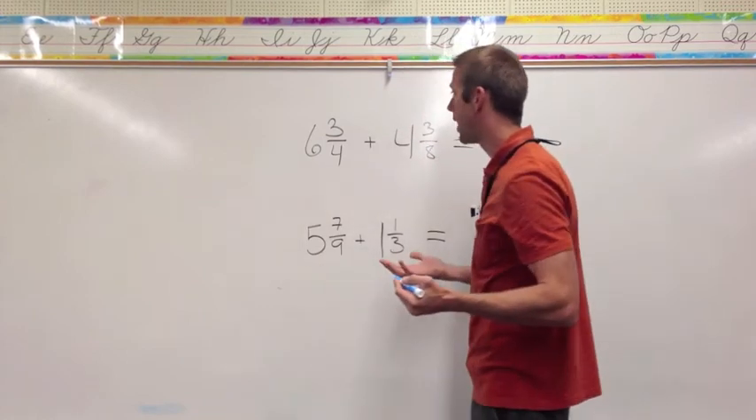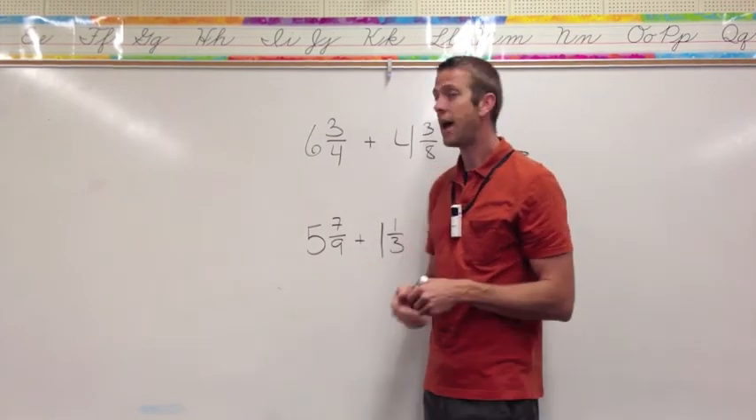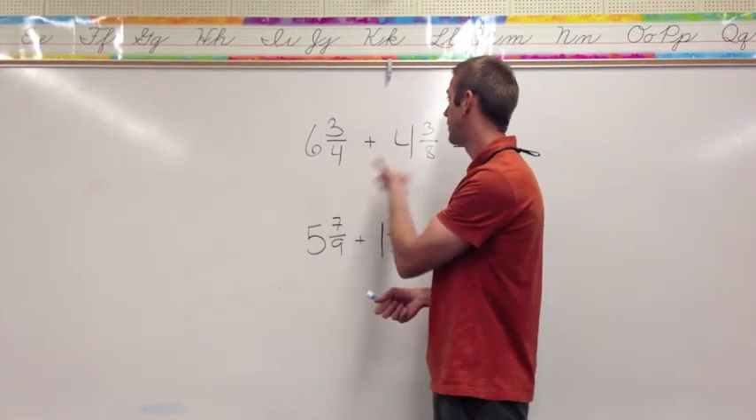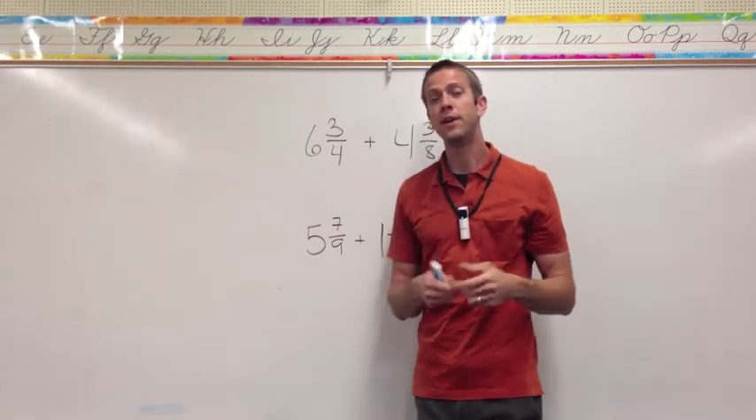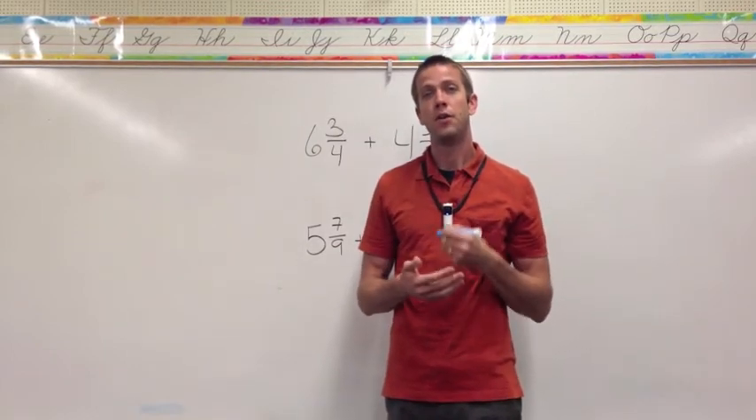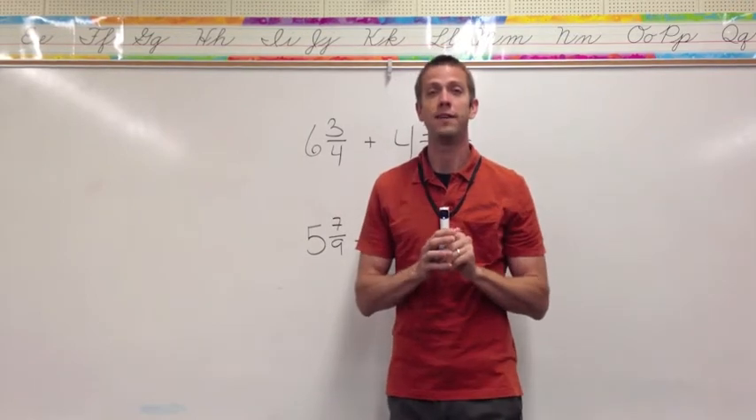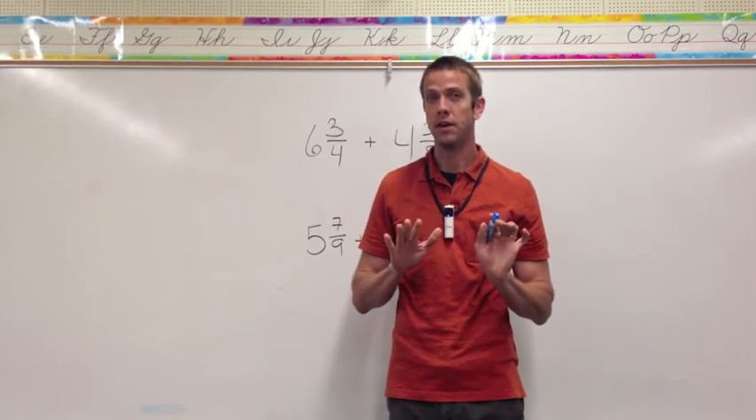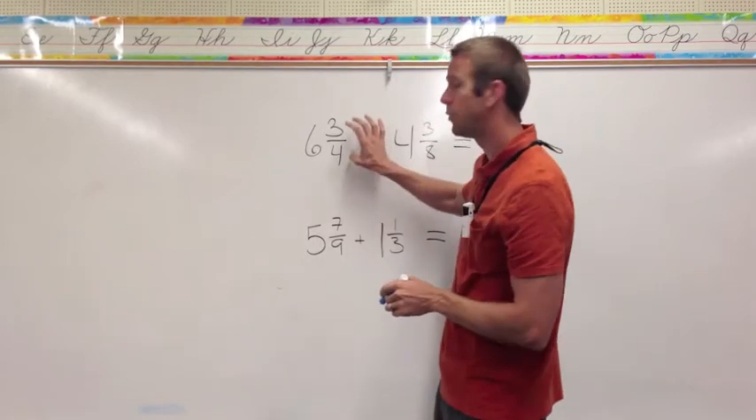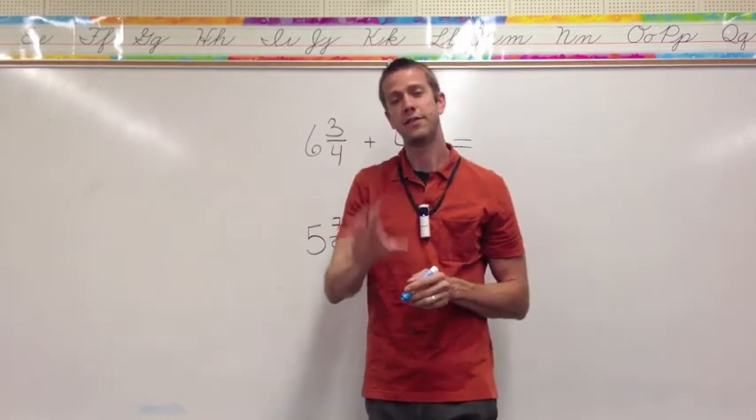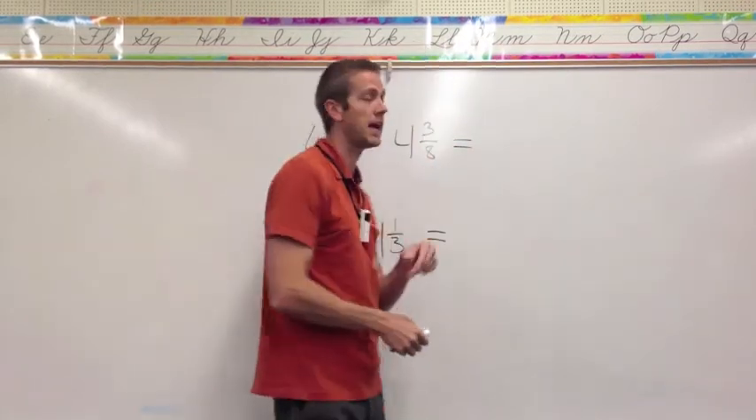So right away I should notice that I have 3/4 and 3/8. The denominators are not the same. You should stop working right there. Don't add anything until you've made the denominators the same. So let's convert this 3/4 to an equivalent fraction that would have the same denominator as 3/8.